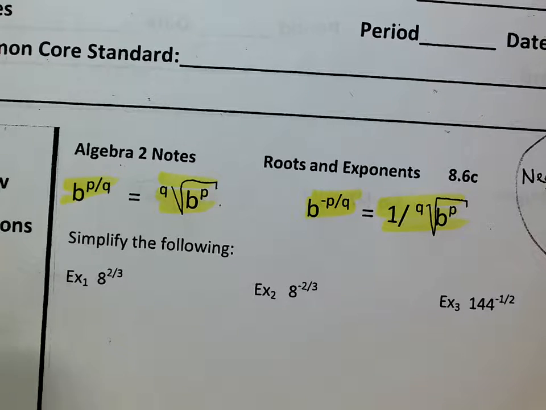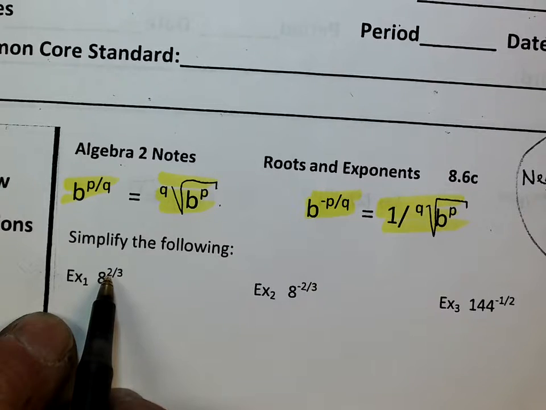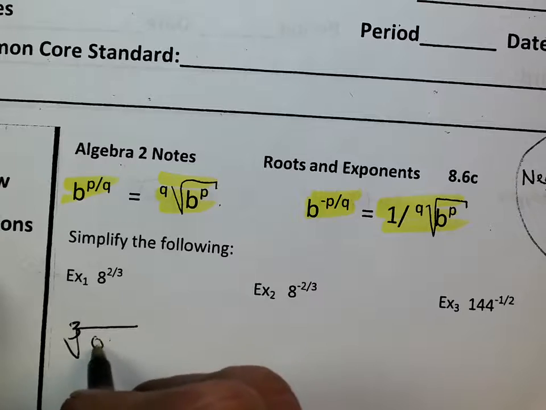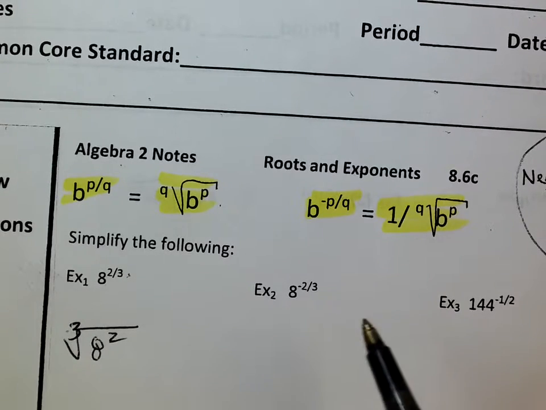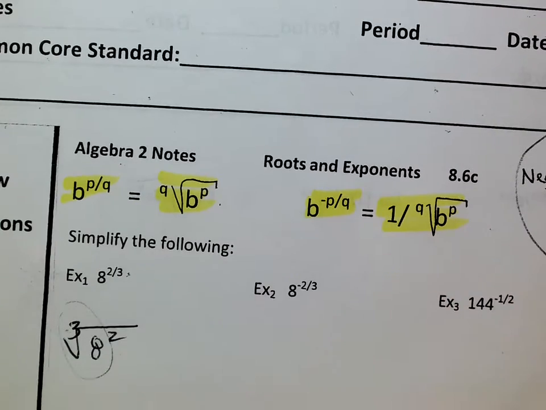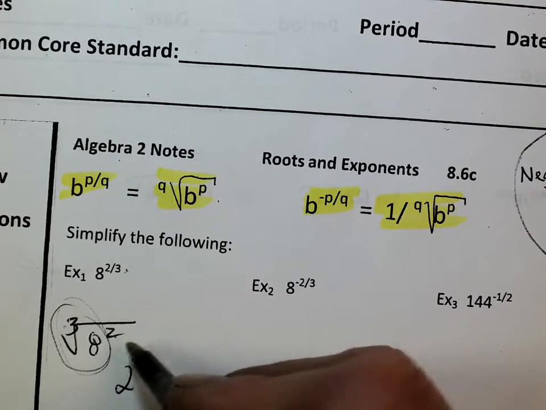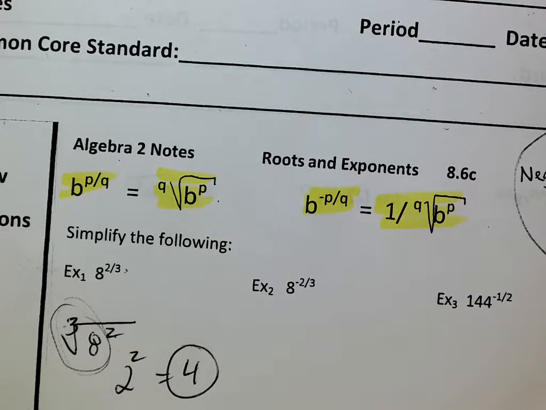So first of all, in example 1, the 3 is the root and the 2 is the power. So I'm going to rewrite as the cube root of 8 squared. The 3 is the root and the 2 is the power. Okay. Now, I do know what the cube root of 8 is, and I like to try and do the root first because it makes the number smaller. So the cube root of 8 is 2, because 2 times 2 times 2 is 8. I've got to remember the square. 2 squared is 4. There's your answer.